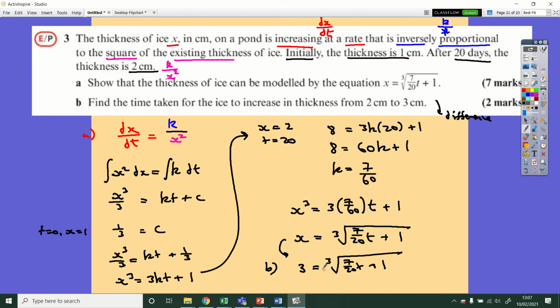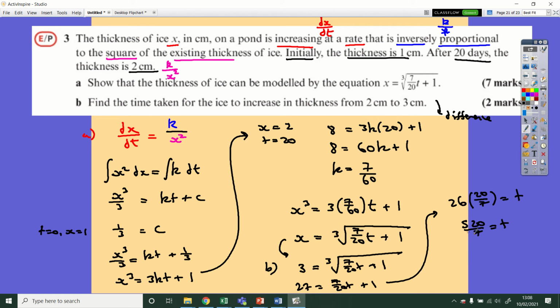I'm now going to solve for t, so I'm going to cube. So that means that 27 equals 7/20 t plus 1. We're then going to solve for t. So that means that 26, and then I'm going to times by 20 and then divide by 7 equals t. Okay, so what's that? I'm going to type that in as a fraction. 20 times 26 divided by 7 is 520 over 7.